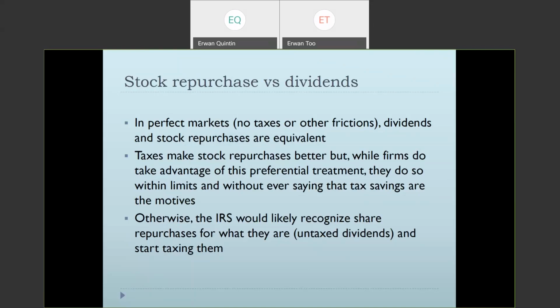So the problem is, of course, there are limitations, and there are limitations for two reasons. First, the IRS does not want you to do this for tax avoiding reasons.